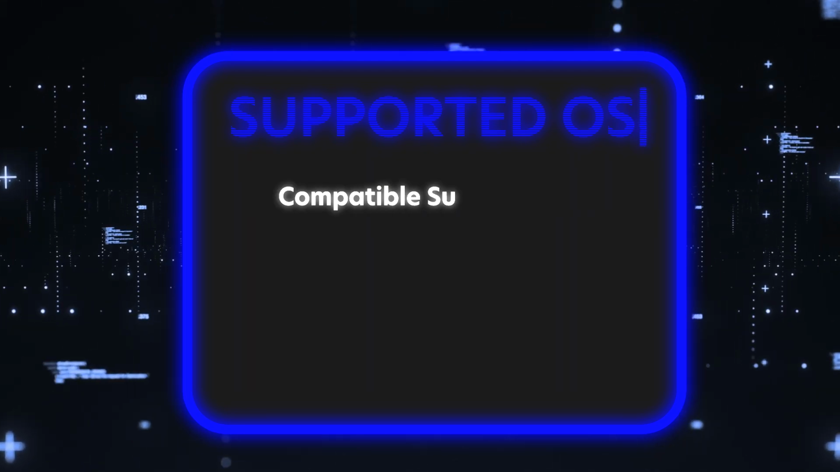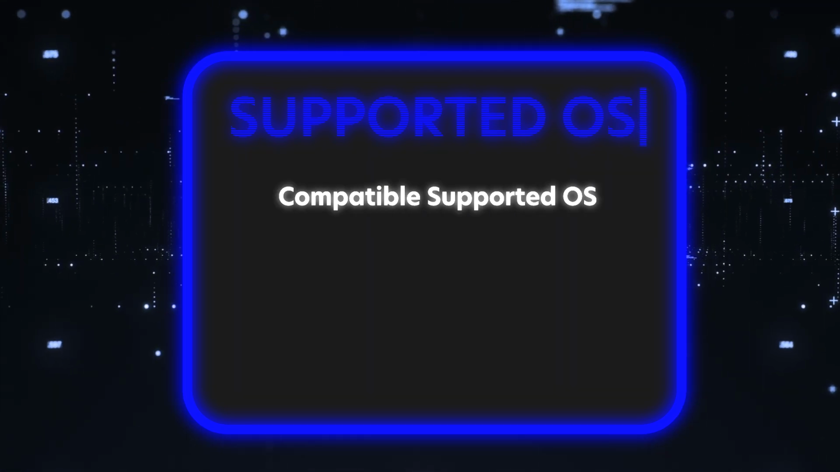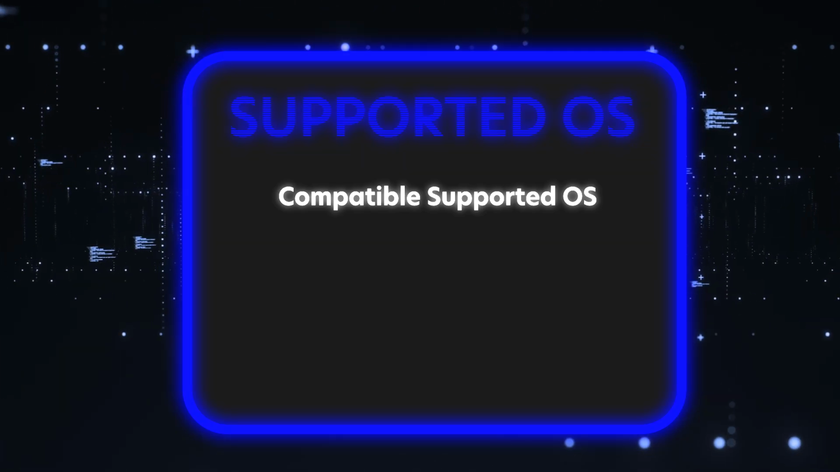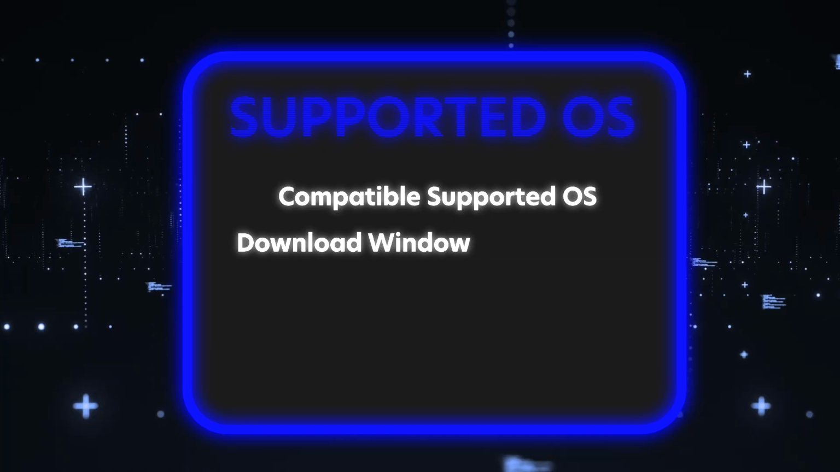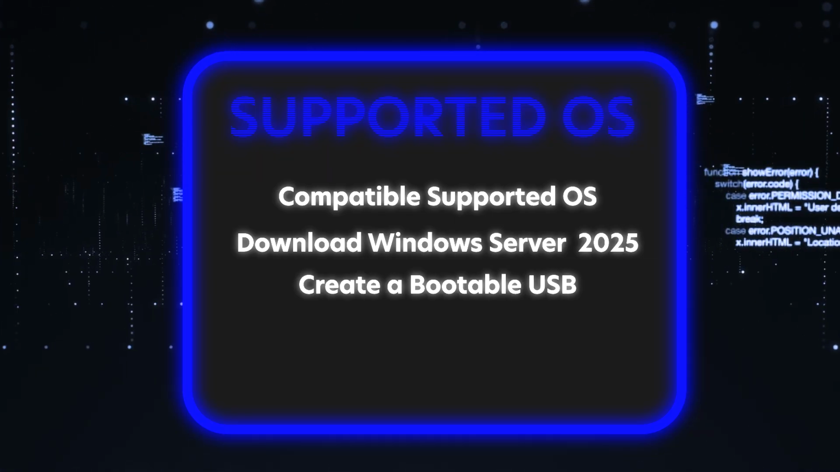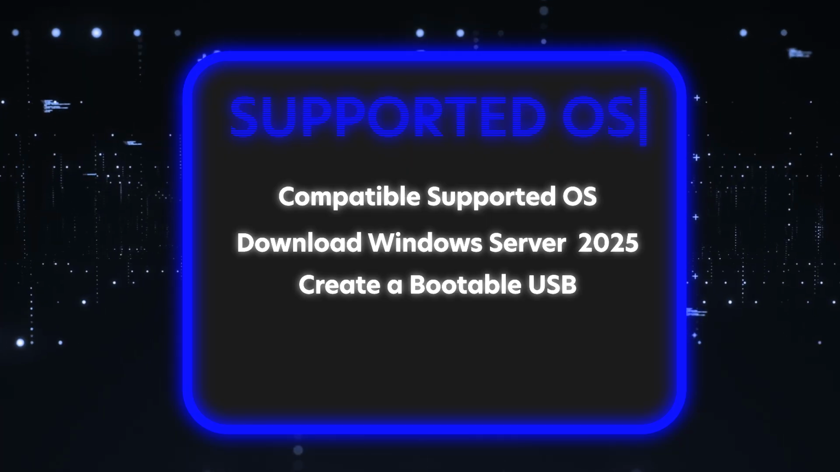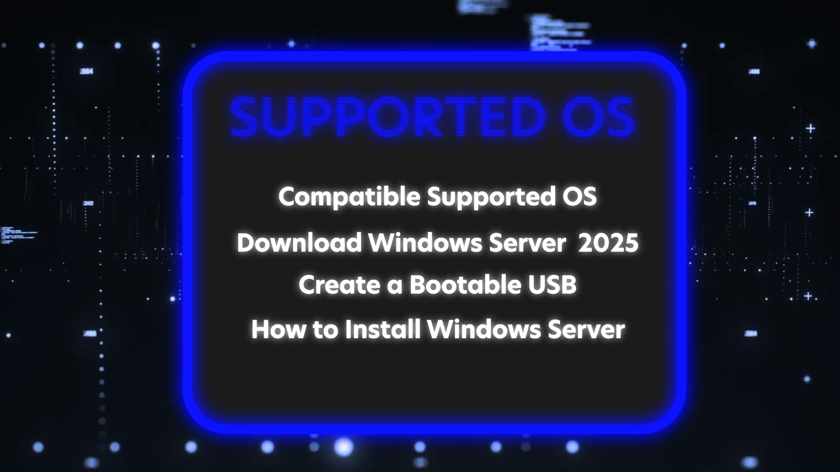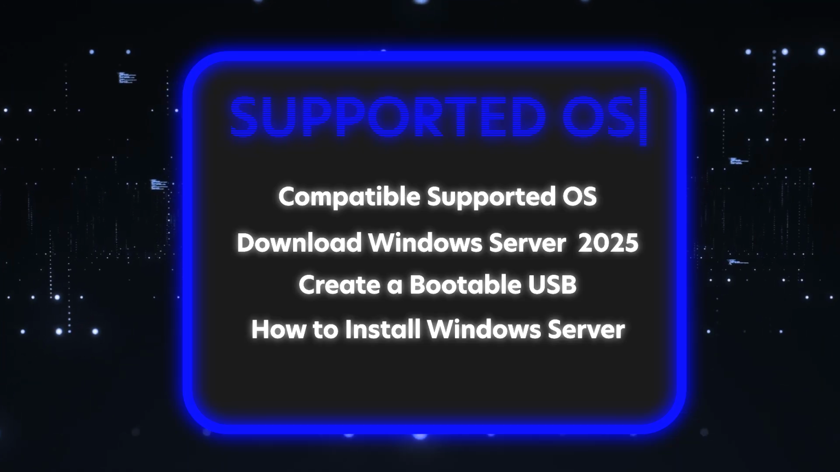This video is going to be specifically dedicated to supported operating systems. In the beginning, we'll start with putting up a list of the compatible supported operating systems. Then we're going to hone down and focus on Windows Server, and show you how to download Windows Server. Then we'll show you how to create a bootable USB, how to put your Windows Server on your bootable USB, and then step-by-step instructions on installing it into your server. So let's just hop into all the good stuff.